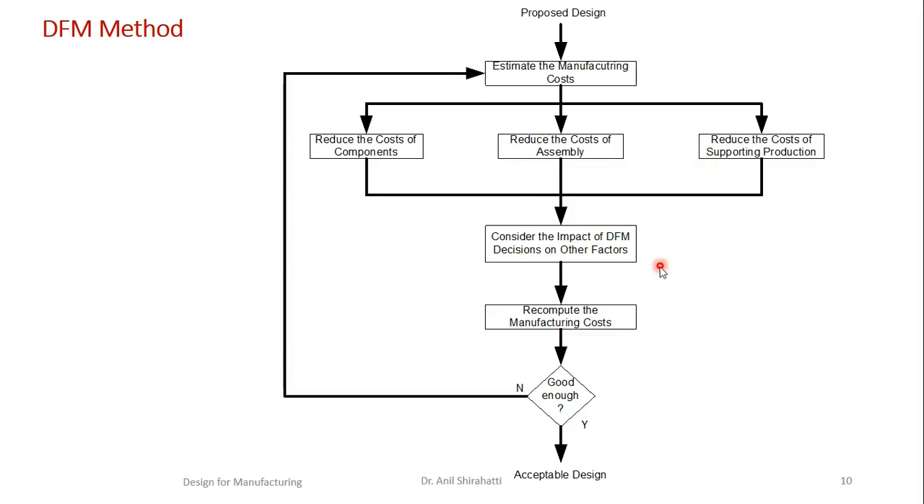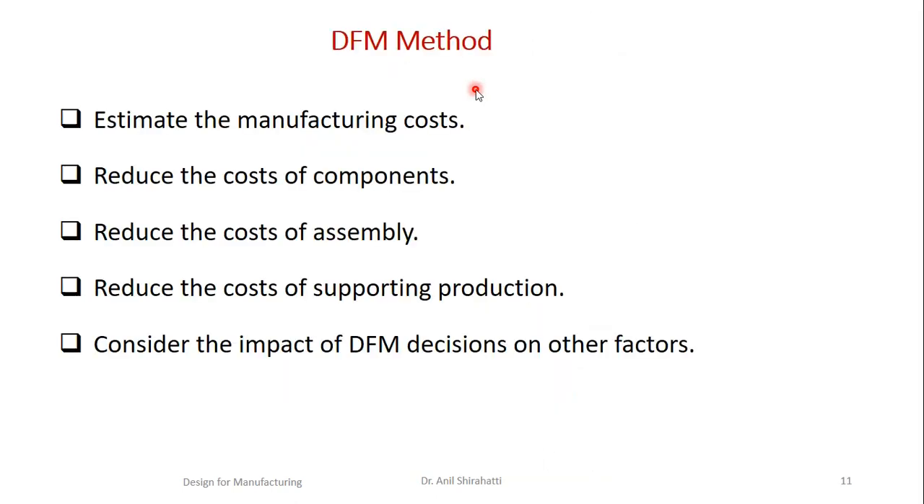Once you do all this, all these parameters will impact your design for manufacturing method. Then you recompute your manufacturing cost, and if you are happy, you can go ahead, or you have to redo this process. So when you are doing the design for manufacturing method, the first thing is to estimate the manufacturing cost, reduce the cost for component, assembly and supporting, and then reconsider your design for manufacturing decision on any other factors if they are involved.